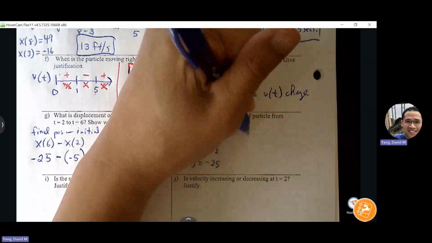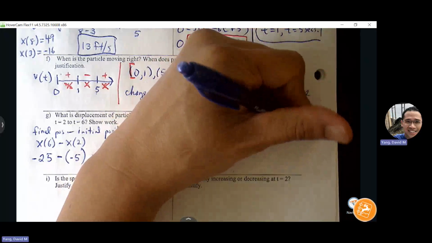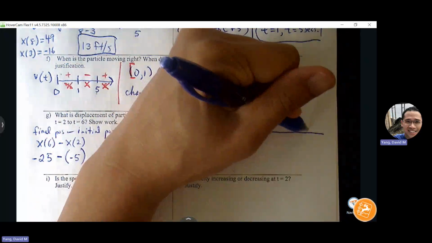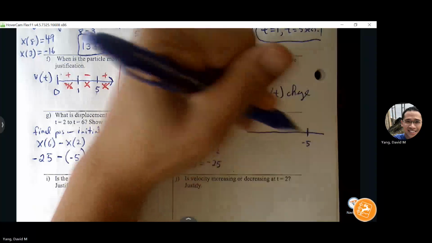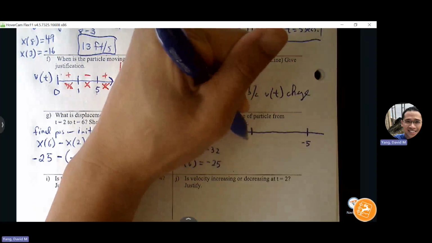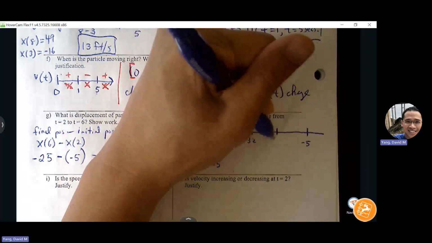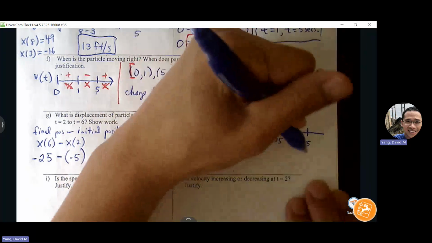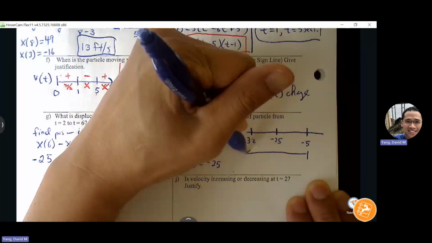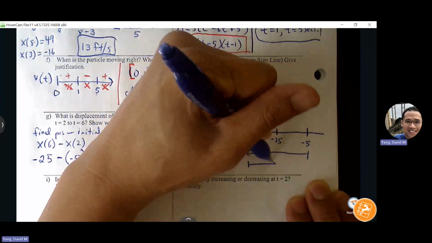Imagine you are walking along a number line. You're starting at negative 5. You're going all the way to negative 25. Sorry, negative 32. And you're turning back and going to negative 25. So these are your steps. You're going from here to here, and then you're turning around and going from here to here.